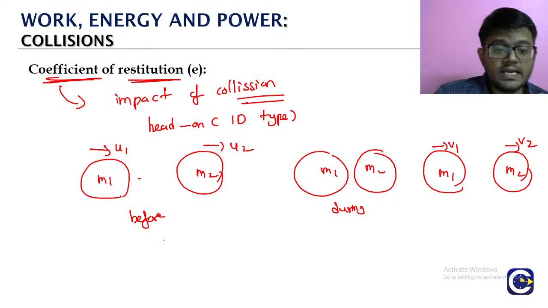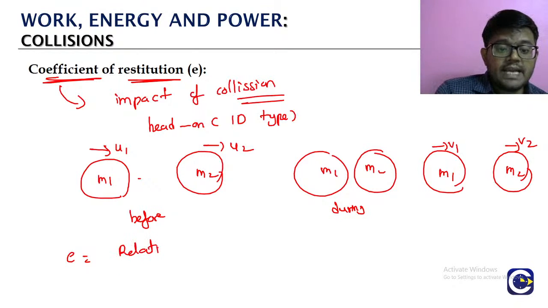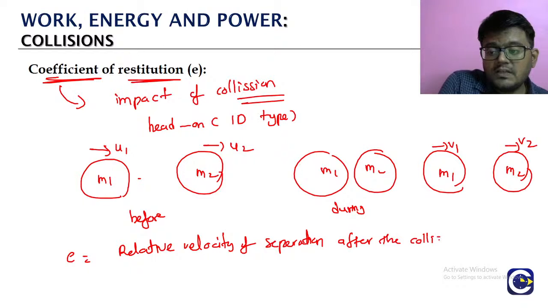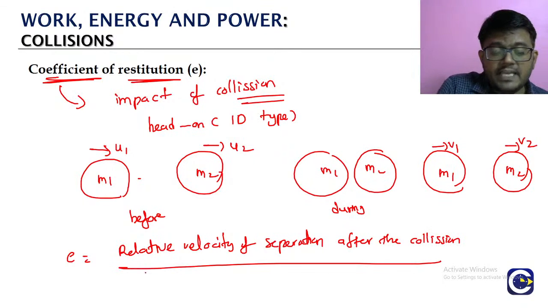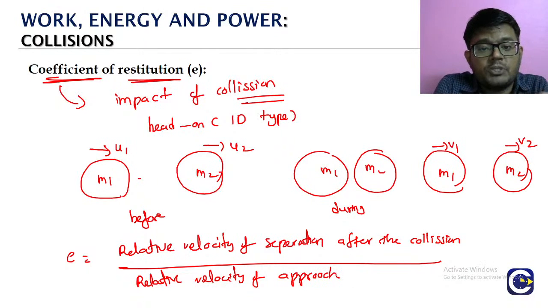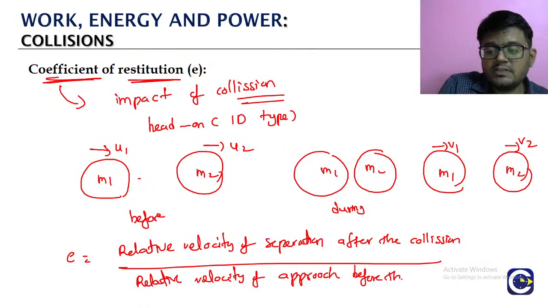The coefficient of restitution is defined as the relative velocity of separation after the collision, divided by the relative velocity of approach. When will we have the approach? When the collision is going to happen, which means before the collision.